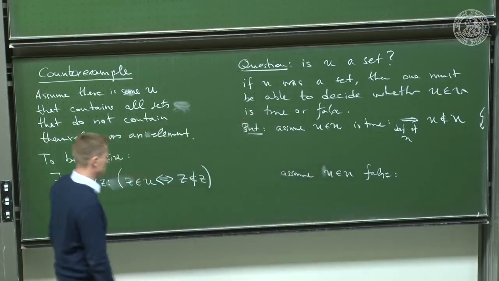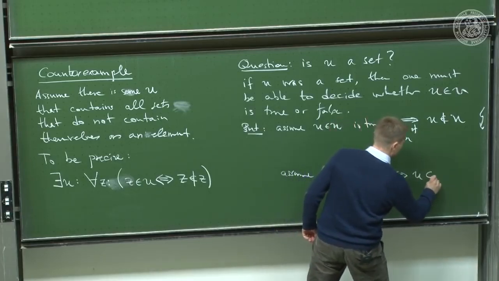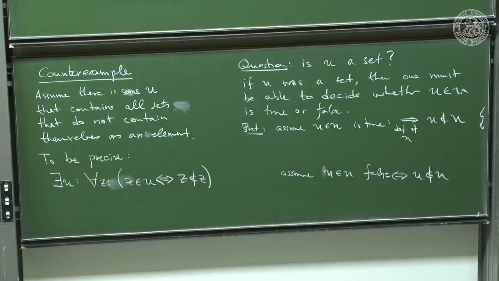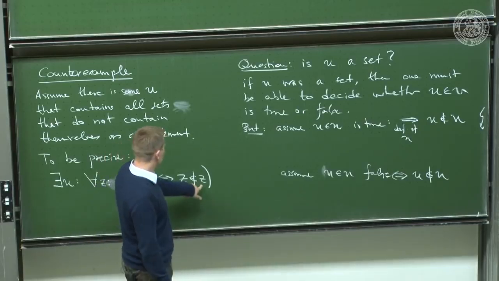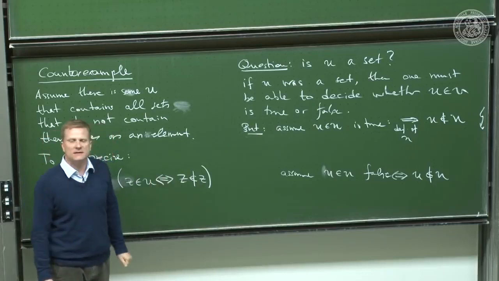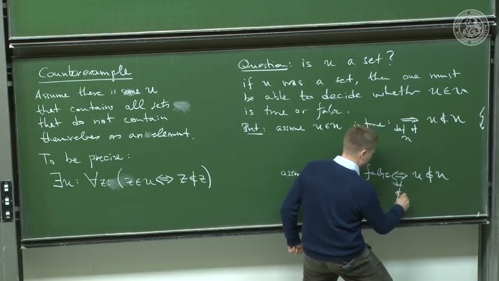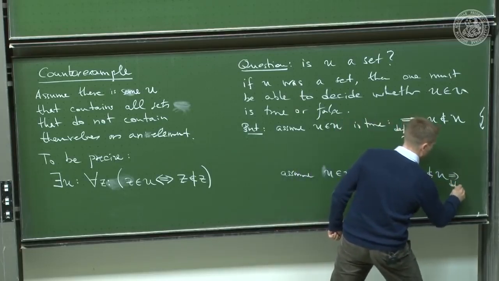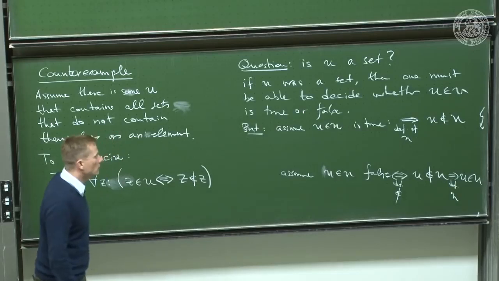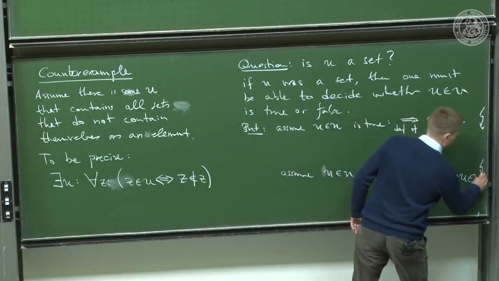Assume U in U is false. If U in U is false, that is equivalent to saying that U is not in U, no doubt. That's the definition of not being an element of something. But if U is not in U, then it must be in U, because U contains all those sets that don't contain themselves. So that's the definition of not an element of. But then it follows by the definition of U that U is an element of U. Oh, that means the assumption that it's false also leads to a contradiction.